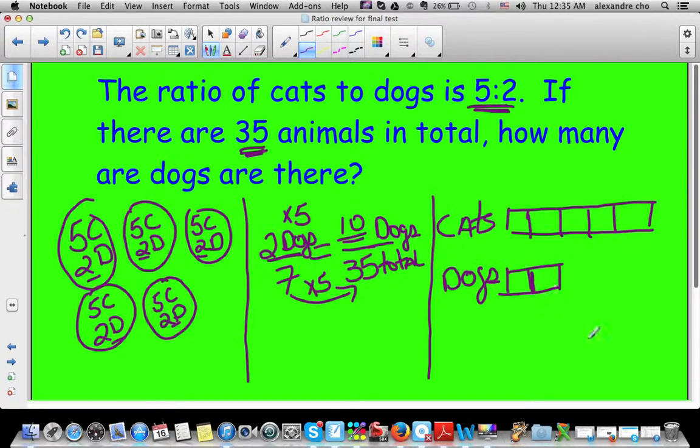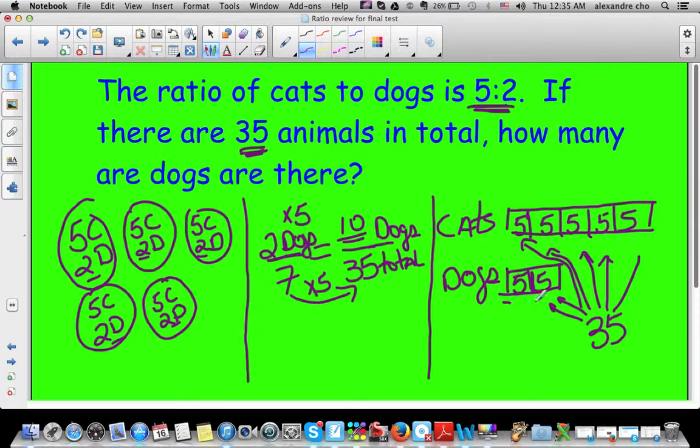Now, what happens when there's 35? Remember, when we create a little table like this, one of the things that we know is that each box always contains the same number. So if I have 35 animals in total, how can I put 35 into 1, 2, 3, 4, 5, 6, 7 boxes? You would have to put 5 in each box. Okay, remember that?